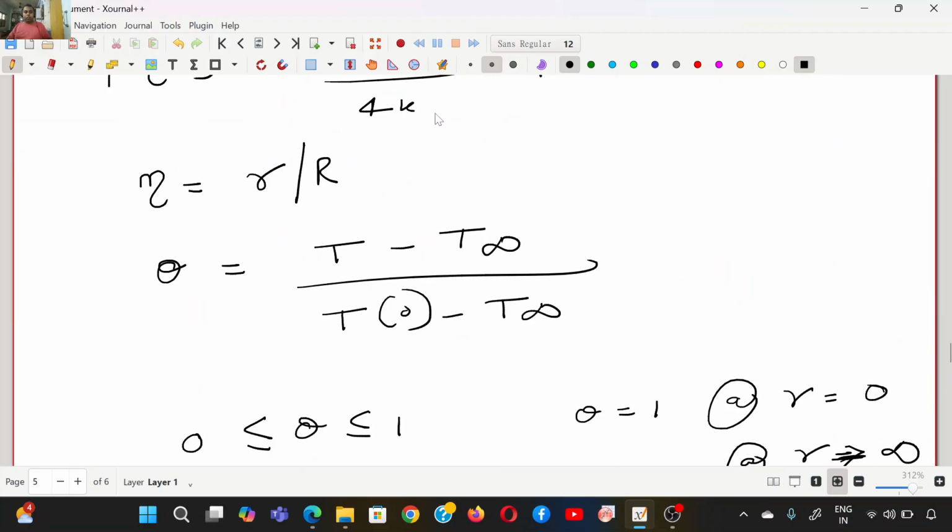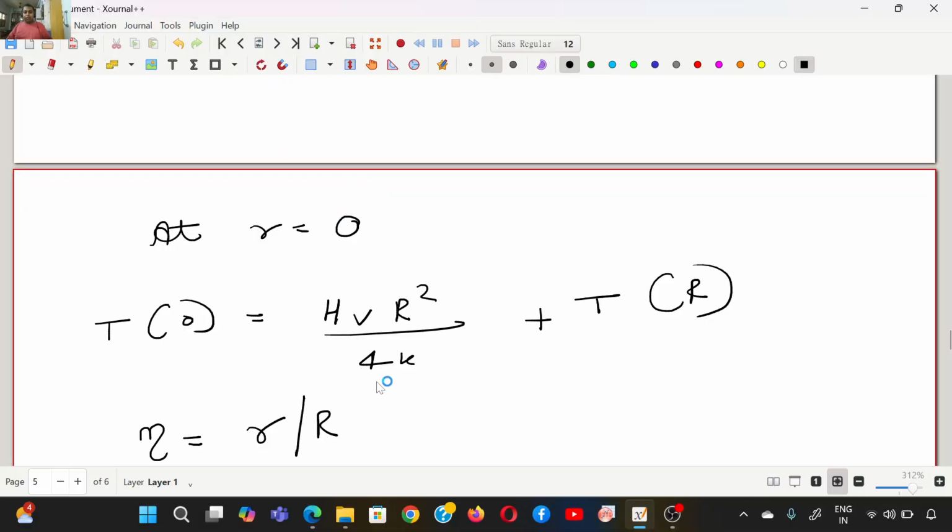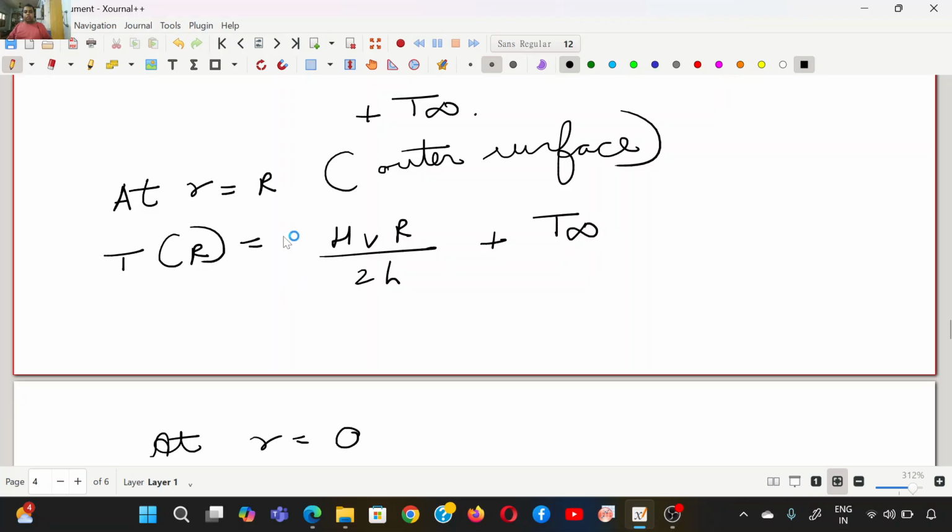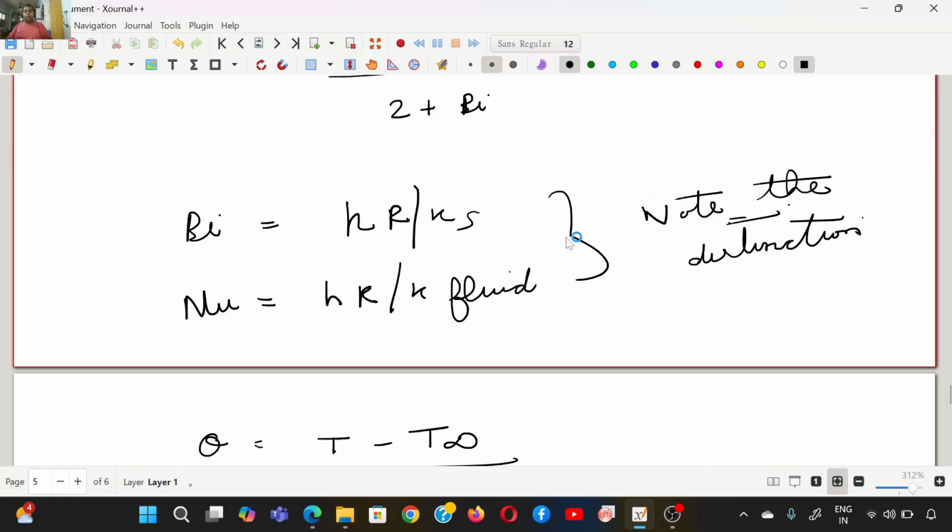T naught, if you see, T naught is equal to HV R square by 4k plus T at capital R. T at capital R is HV R by 2h plus T infinity. So that depends on the heat source.